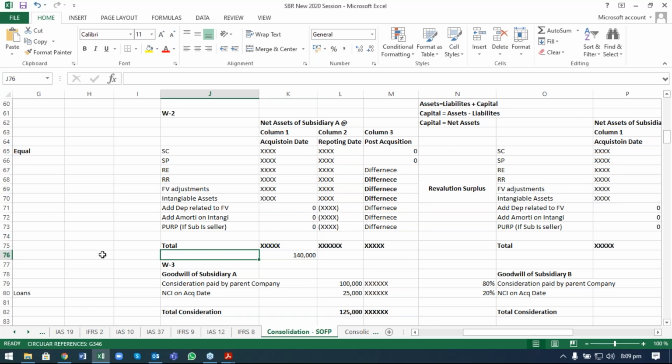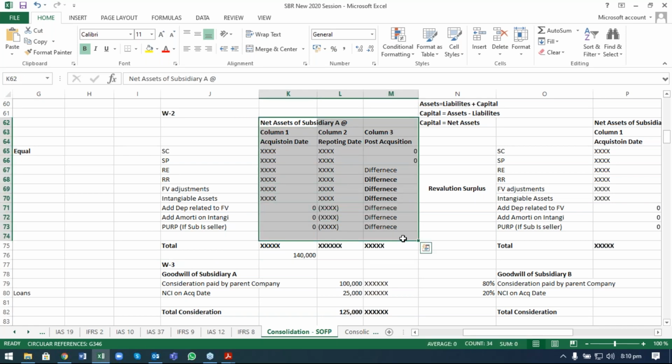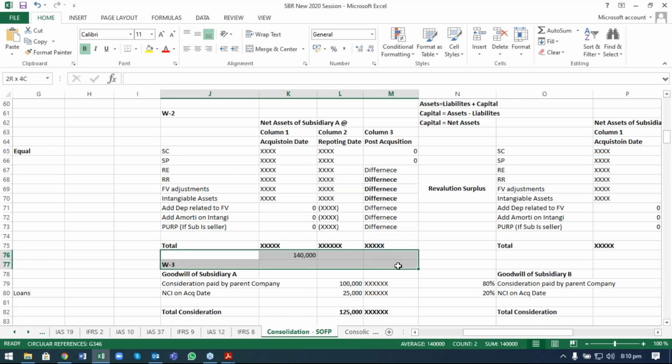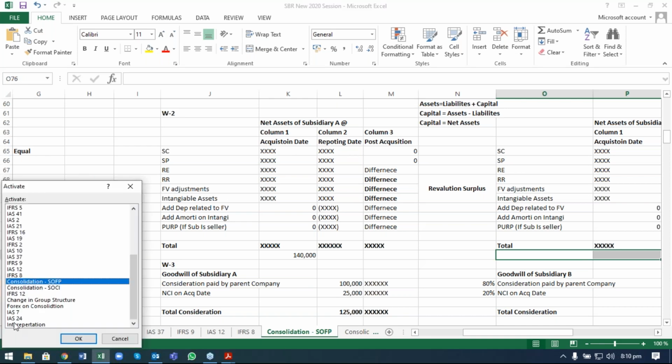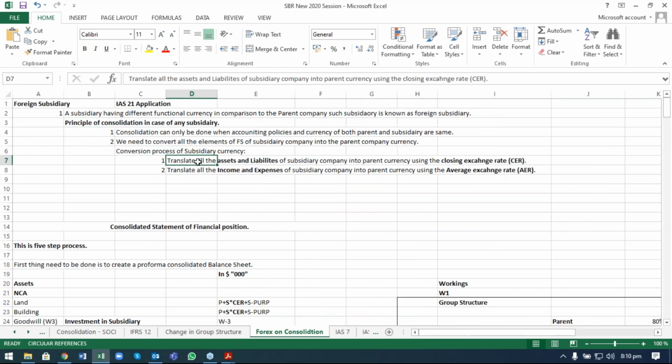Now, if you have a foreign subsidiary, what are you going to do with it? I'm just showing you the working. You need to perform some additional workings just underneath this working. For example, underneath the net assets of subsidiary A, you need to perform a few additional workings. If it's subsidiary B, then you need to perform some additional workings underneath that section. So I'll be moving to the forex on consolidation section.